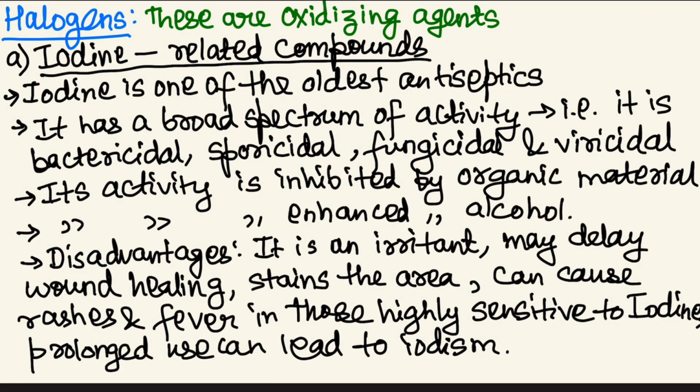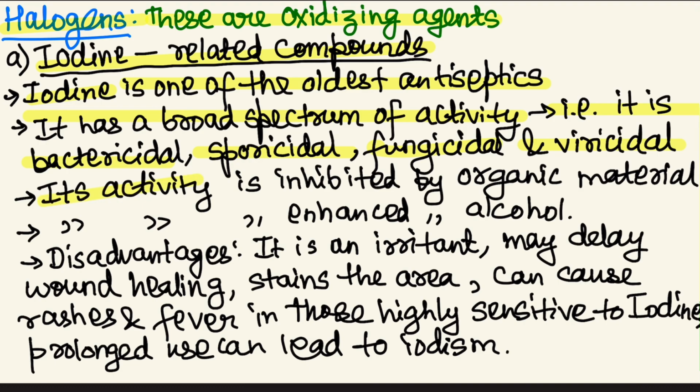Coming to the next group, that is halogens. These are basically oxidizing agents, so their mechanism of action is by causing oxidation. Under this, we have iodine related compounds. Iodine is one of the oldest antiseptics. It has a broad spectrum of activity, that is, it is bactericidal, sporicidal, fungicidal, and viricidal. That is, it acts against viruses, fungi, spores, and also bacteria. It causes the death of all these organisms.